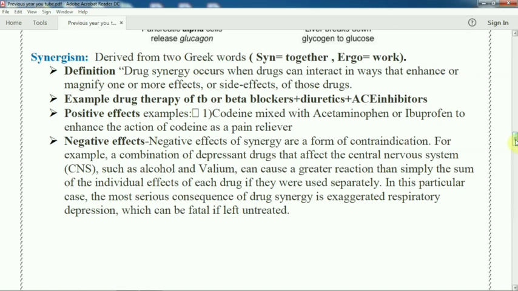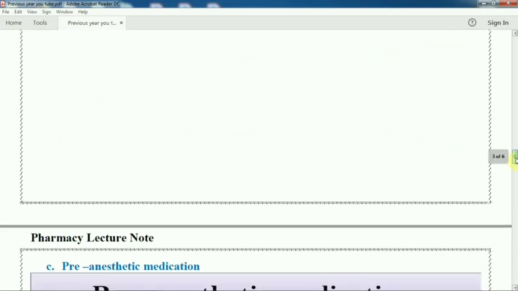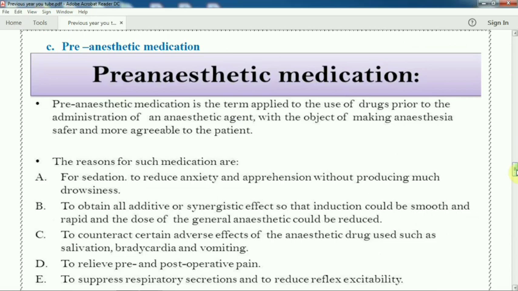Example: a combination of beta blocker, diuretic, angiotensin converting enzyme, or a combination of tuberculosis drugs, the first line drug therapy of tuberculosis. Now we come to pre-anesthetic medication. Pre-anesthetic medication is a term applied to the use of drugs prior to the administration of an anesthetic agent, with the objective of making anesthesia safer and more agreeable to the patient.